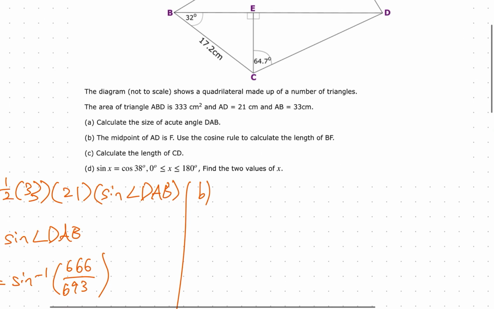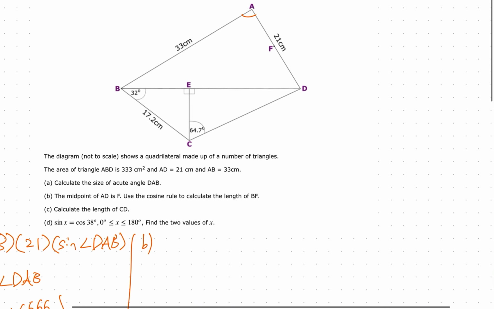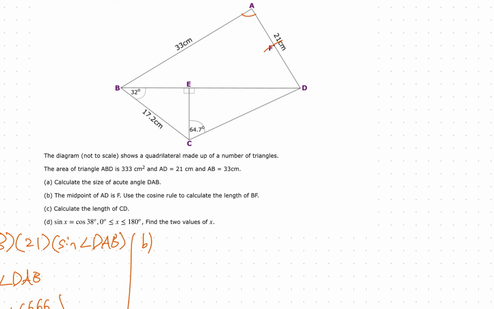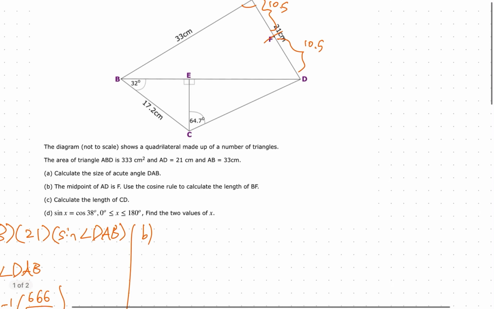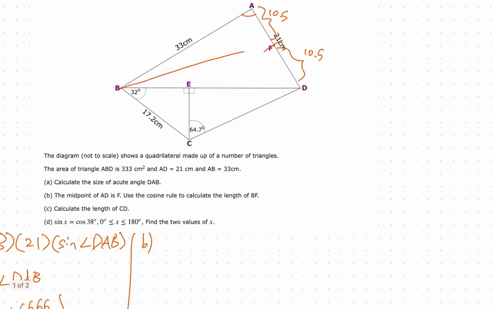Now part B. The midpoint of AD is F. Midpoint means it just cuts it into half. So AF will be 10.5 centimeters and DF will also be 10.5 centimeters. Using the cosine rule, calculate the length of BF, so B to F here, this triangle.